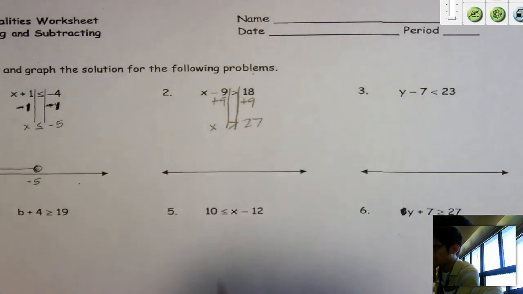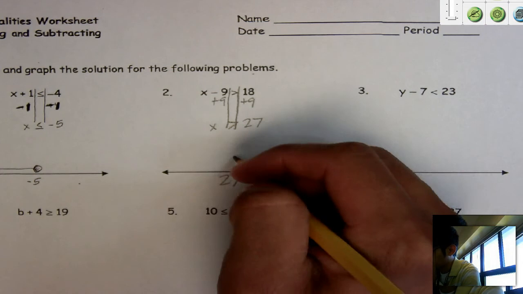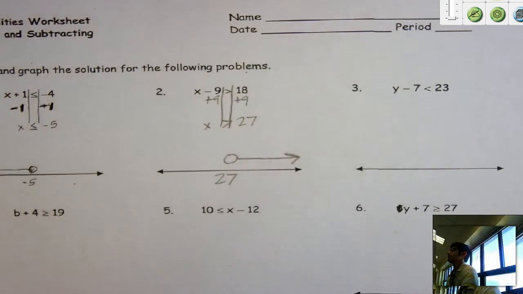27. He's one of you guys that did it. 27. So I'm going to graph it like this. Open circle pointing this direction. To the right.